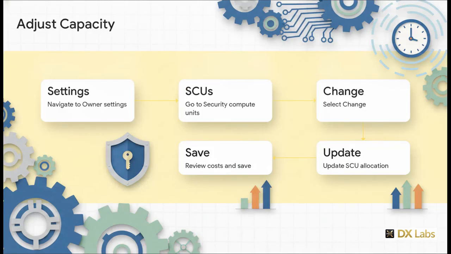So, if your trends show you're heading toward a limit, you need to adjust your capacity. The steps to do this are pretty straightforward. You just pop into your owner settings, go to Security Compute Units, select Change, update your numbers, and hit Save. Easy, right? Actually, scratch that.